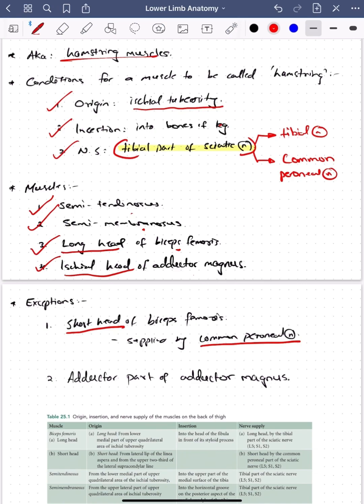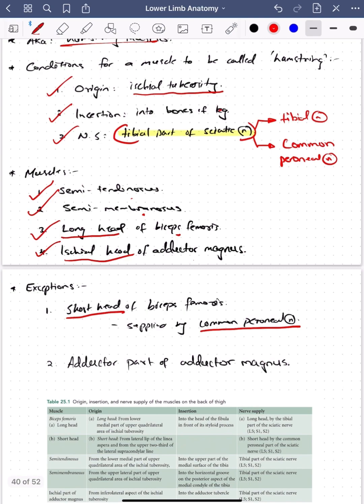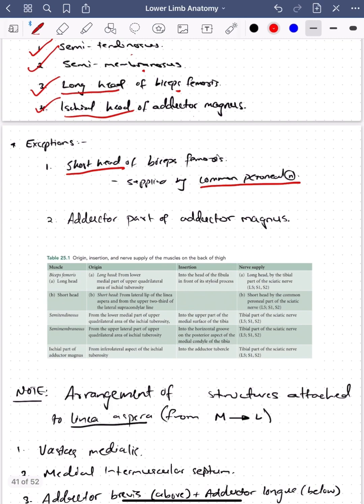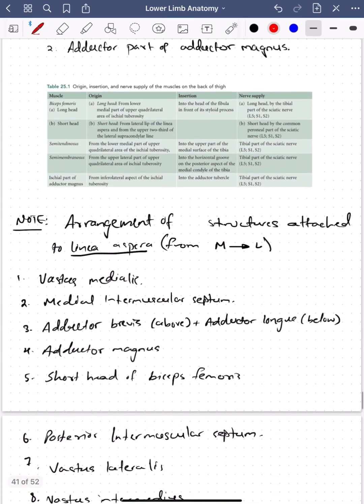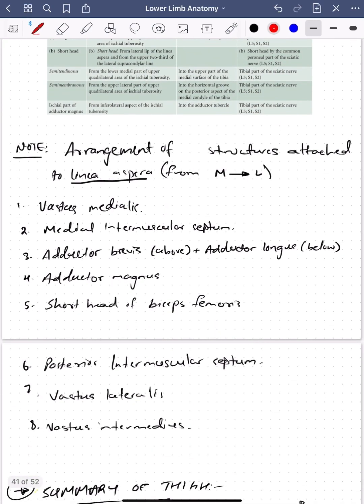Moving on, the adductor part of adductor magnus, that is also an exception. We can say it is not part of the hamstring group because, first of all, it is present in the medial compartment, and second, it is not supplied by the tibial nerve. Okay, so that is justified. Now, I've included the origin and insertion.